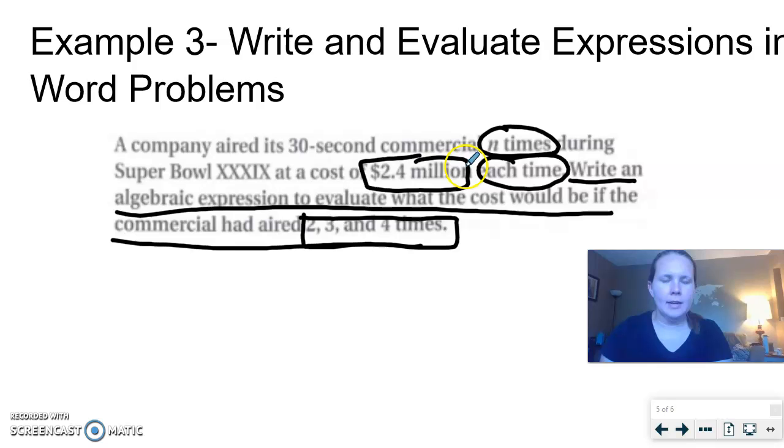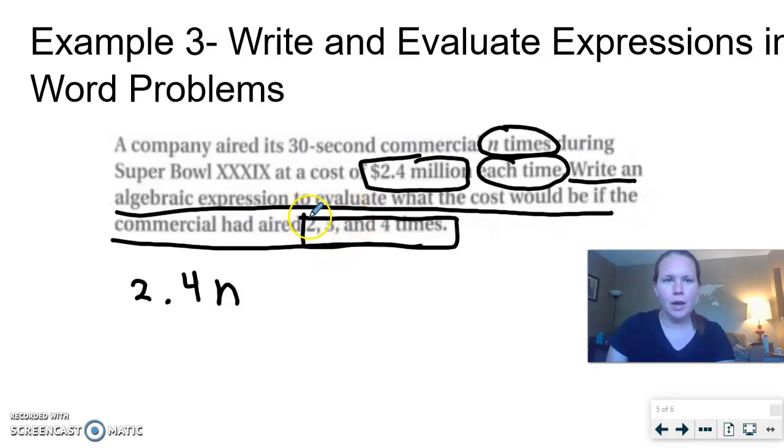So it says that each time this commercial is aired, it's going to cost them $2.4 million. So we need to know how much it's going to cost them for 2 times, 3 times, and 4 times. Well, they said n times. So if I were to create an algebraic expression for this, I'm going to take this 2.4 million. We're not going to write it as millions, but we're just going to remember in our head that it means millions. So I'm going to take 2.4 and we're going to multiply it by n times.